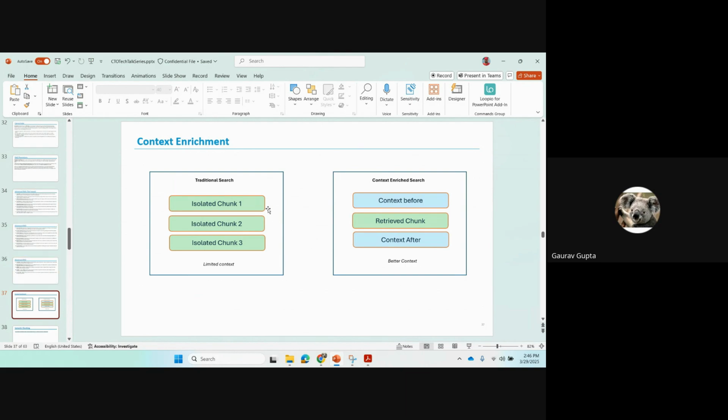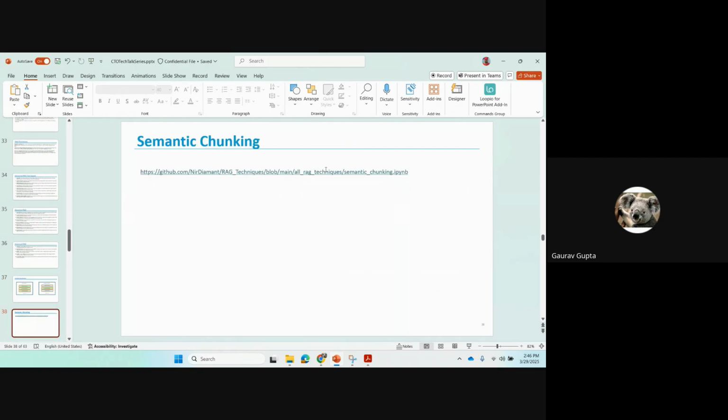Just to show an example, traditional search: chunk 1, 2, 3, simple chunks, simple division by length. If the chunk size is 100 and you have to divide 500, that gives 5 chunks, with no context awareness. Context enrichment or semantic chunking is where you try to add the context before and after, or add the semantics before and after. There is also a very good GitHub repo. You can open this, and this person has explained all the various techniques. If any new technique comes, he keeps updating. His name is Nihir Minhat.